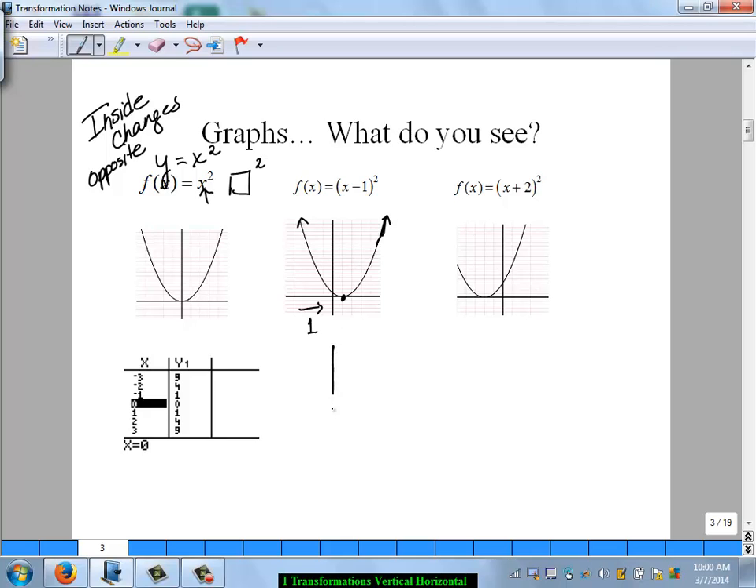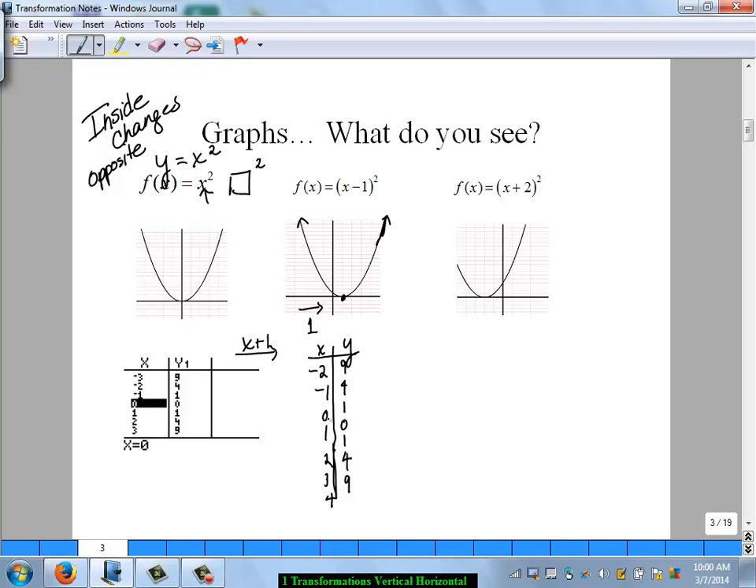So when I do my table, inside changes are opposite, so I am going to add 1 to my x's, even though it shows a minus. So I have x and y. My x's are going to change in this case, and my y's all stay the same. So I have 9, 4, 1, 0, 1, 4, 9. And my x's, I'm going to add 1 to them. So it's -2, -1, 0, 1, 2, 3, 4.